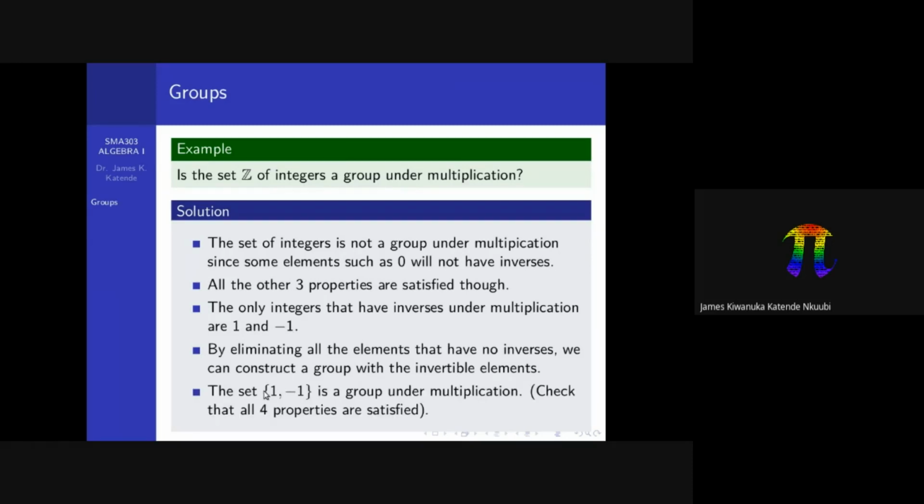So I can set up this set, 1 and -1, and it's actually a group under multiplication. Usually we denote this by Z star, Z with a superscript star up here. It has only 2 elements, 1 and -1. So in your own time, you need to convince yourself that all the 4 properties for a group are satisfied.